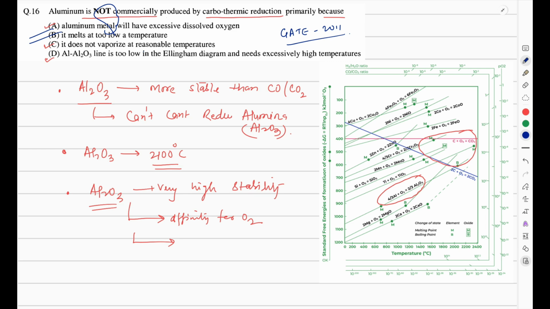Hopefully you have understood all the concepts and the previous year questions we have gone through, and you are now ready to tackle any problem from the Ellingham diagram.